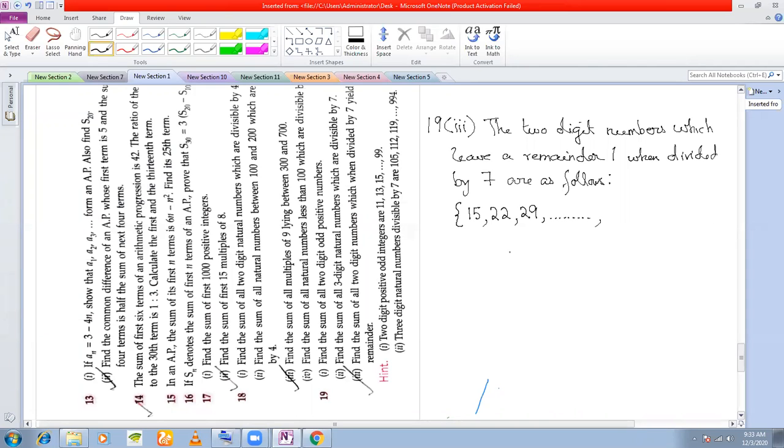What is the multiple of 7 just below 100? 99 is not a multiple of 7. What is the first multiple of 7 below 100? Sir, 91, 98. 98 is the first multiple of 7 below 100. That means 99 must leave a remainder 1 when divided by 7, right? So that's it. This is an AP.